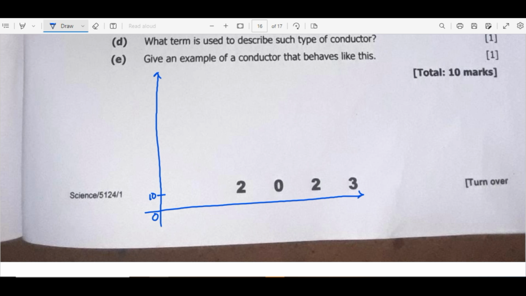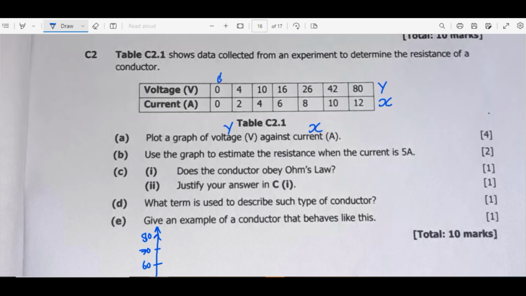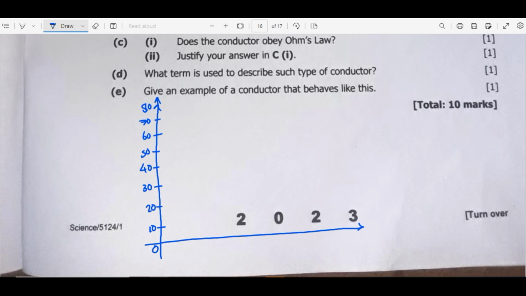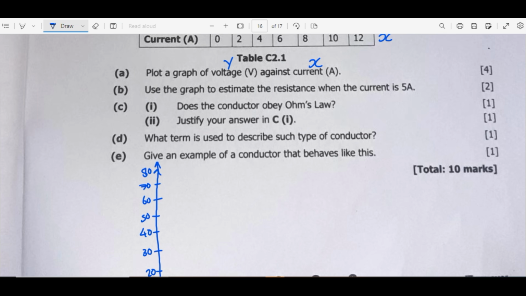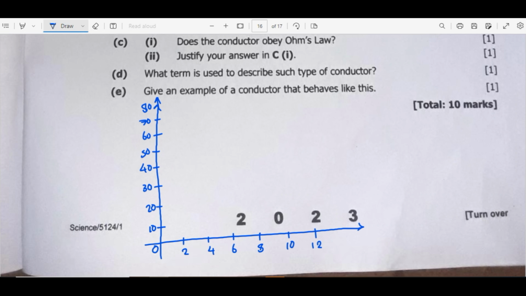0, here we have 10, 20, 30, 40, 50, 60, 70, 80 here. So the scale that we are using in the y-axis is 2 centimeters represent 10 units. Then for x-axis, we can see that we have the pattern here. For this one, we just say 2 centimeters represent 2 units. 2, 4, 6, 8, 10, 12. In the x-axis, we have current. In y-axis, it's voltage.